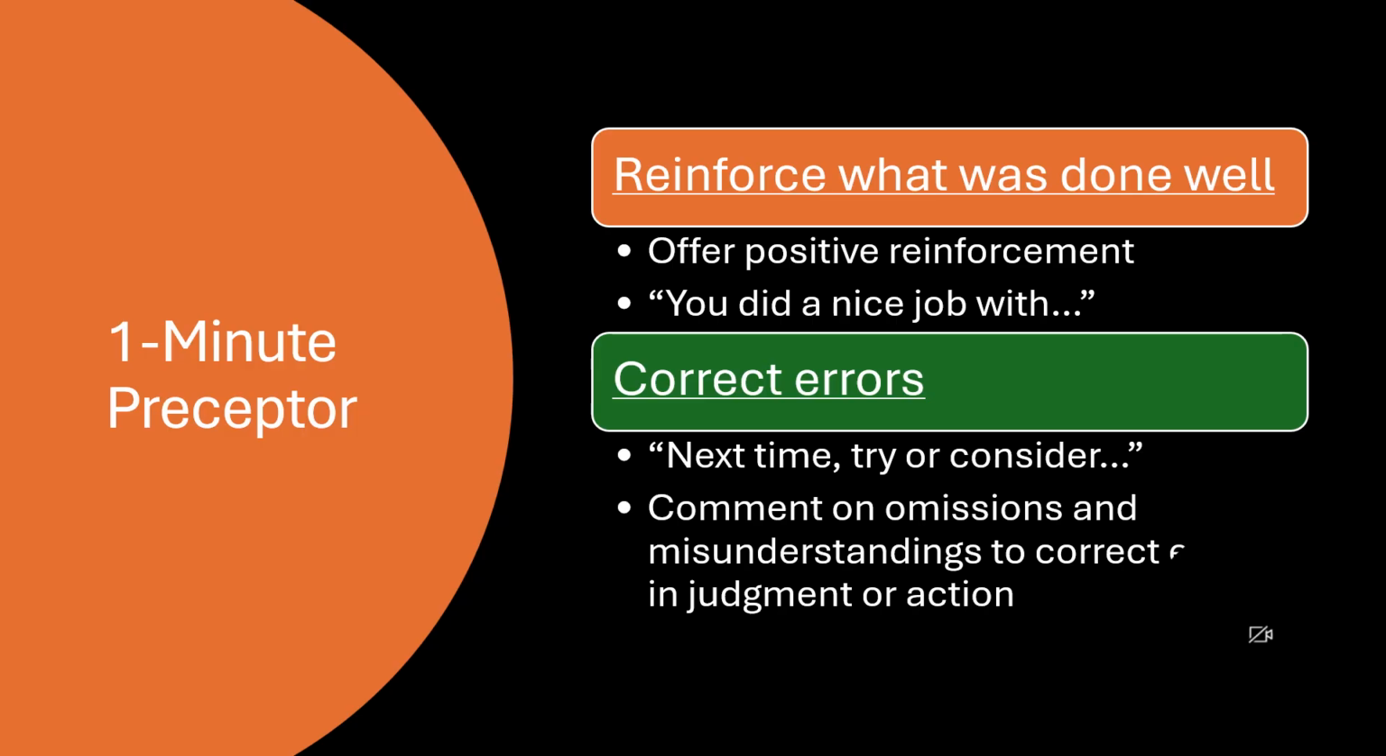The fourth item is to reinforce what was done well. It is always better to offer positive reinforcement so the student knows what they are doing is correct and acceptable. For example, you can let them know they did a nice job with cueing of a patient on a specific task. The fifth part of the 1-minute preceptor is correcting the errors.